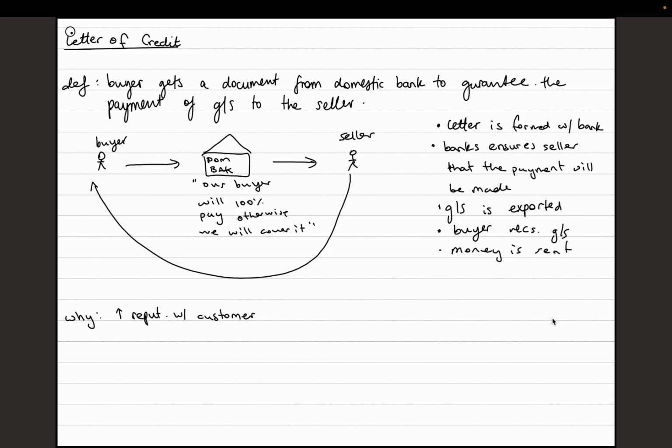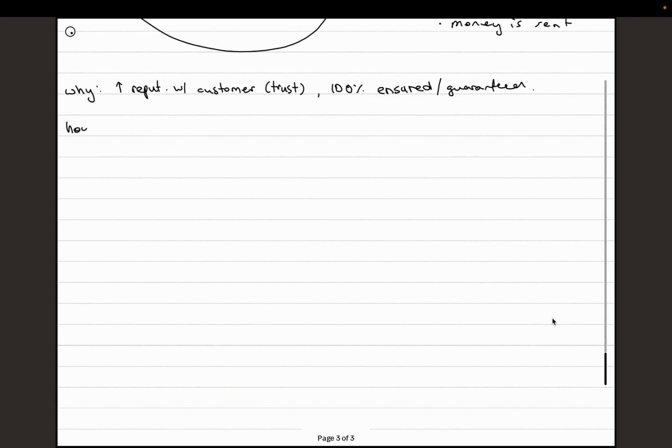Sorry, you're trusting the customers that I'll give you the product and then I trust you to pay me. So there's trust there. There's trust built between the business and the buyer. What else is that there's 100% insured / guaranteed. Sweet. How? You need to establish a letter of credit on the importer side, so the buyer side.